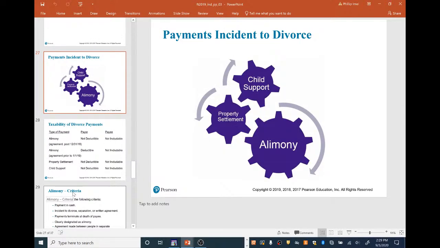Next, payments incident to divorce. I'm sorry, I'm having a hard time talking today. Payments incident to divorce. So the three types of payments incident to divorce are child support, property settlement, and alimony.